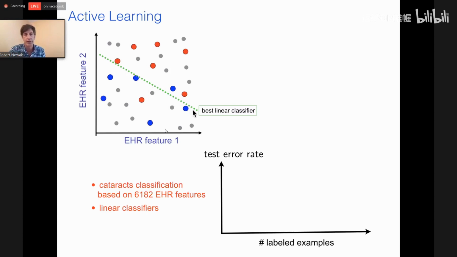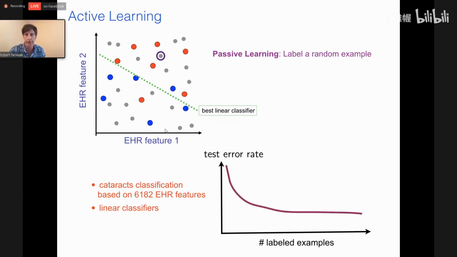Now the question is, if we want to improve that classification rule, we need more labeled examples. So what would passive learning do? Traditional passive learning would just select one of the unlabeled electronic health records at random from the remaining pool and request a label for it. As we do this and collect more labels, the test error rate of the learned classifier will improve, and that's what I'm showing in the bottom right. Now, what active learning is going to do, remember, is try to identify unlabeled examples that it's very uncertain about. One way to measure uncertainty is to look at examples that are close to its current decision boundary.